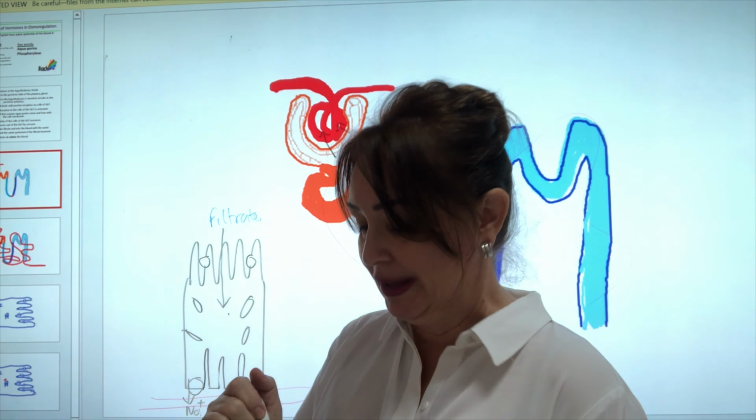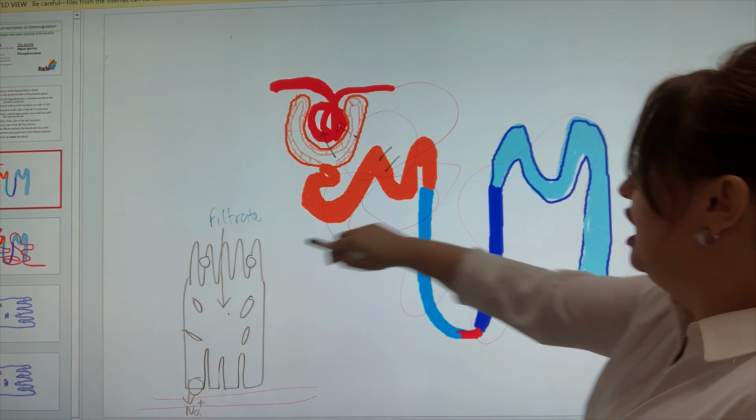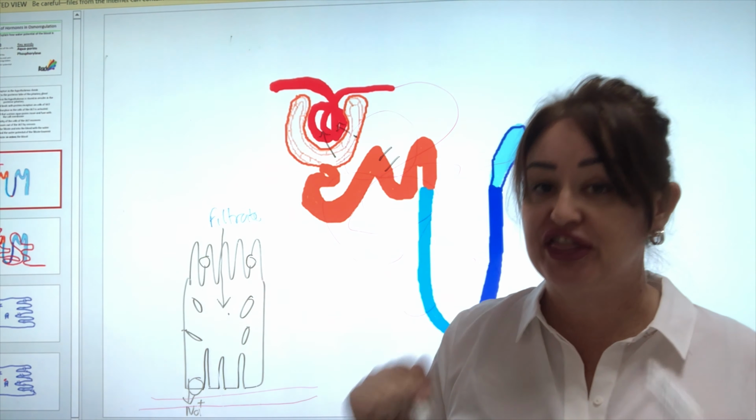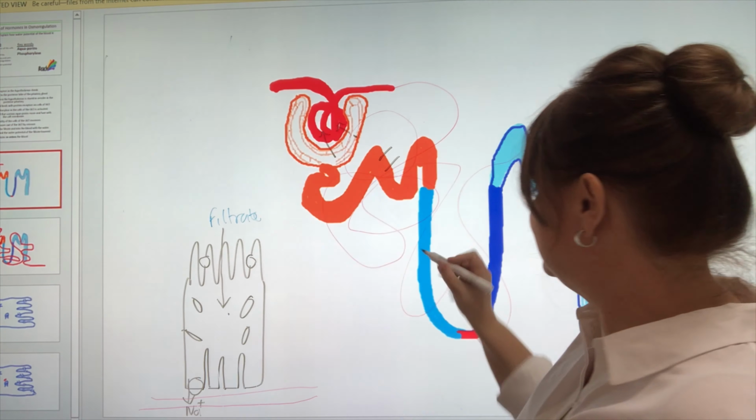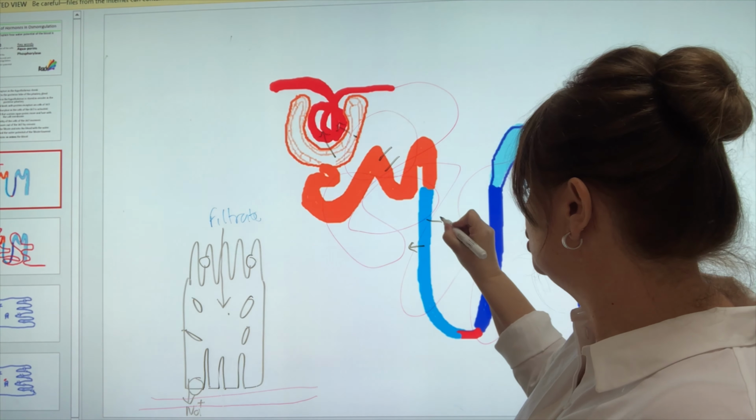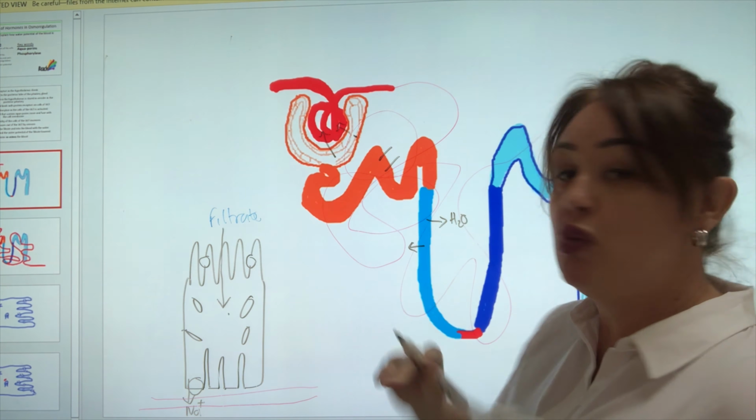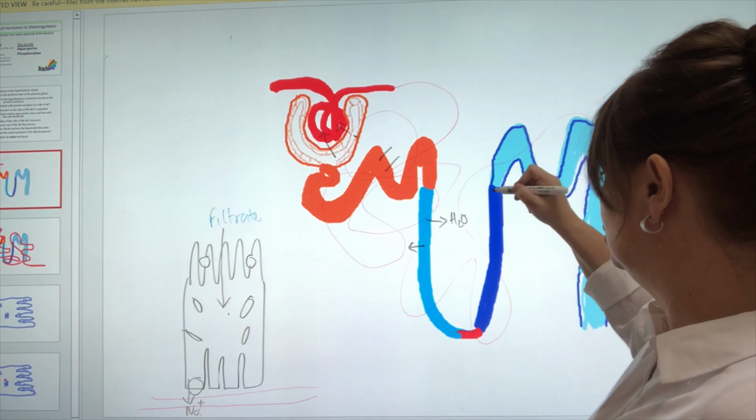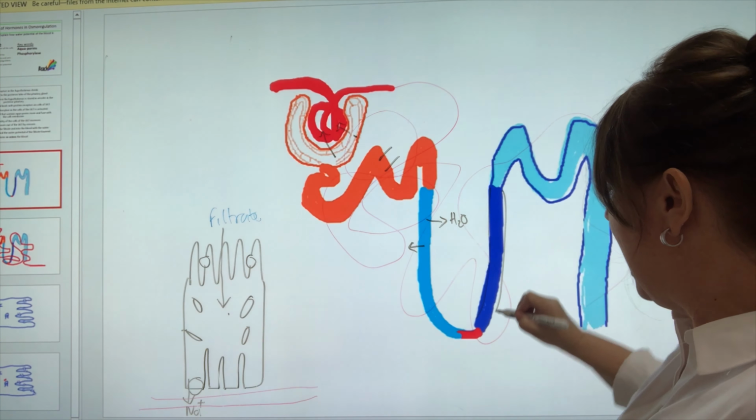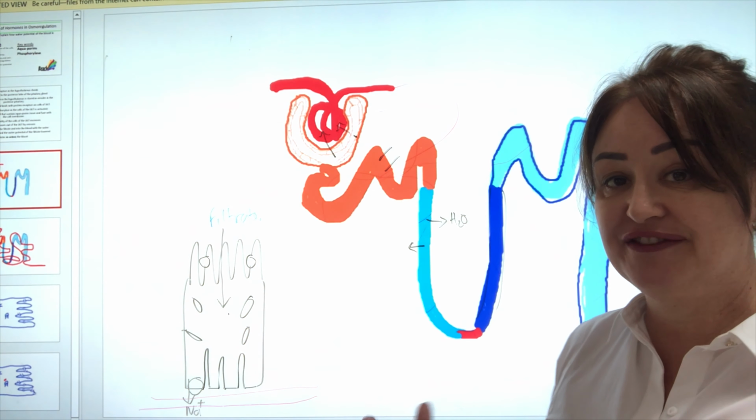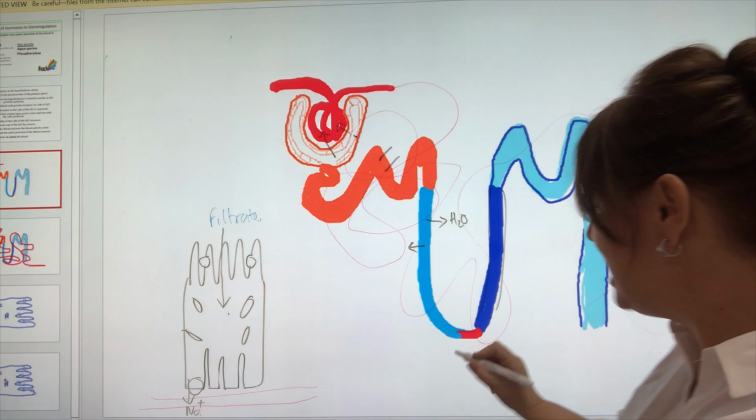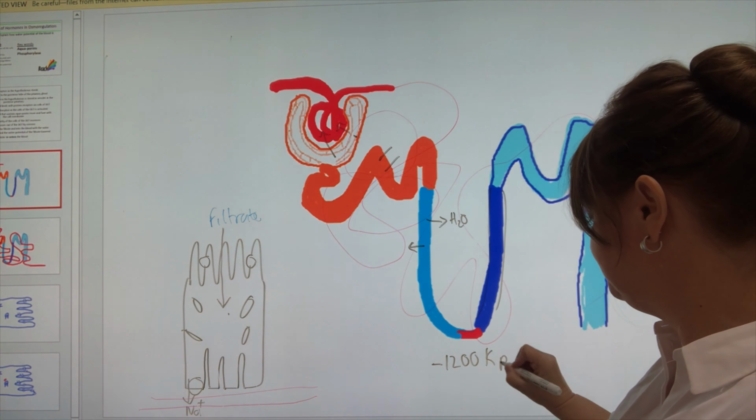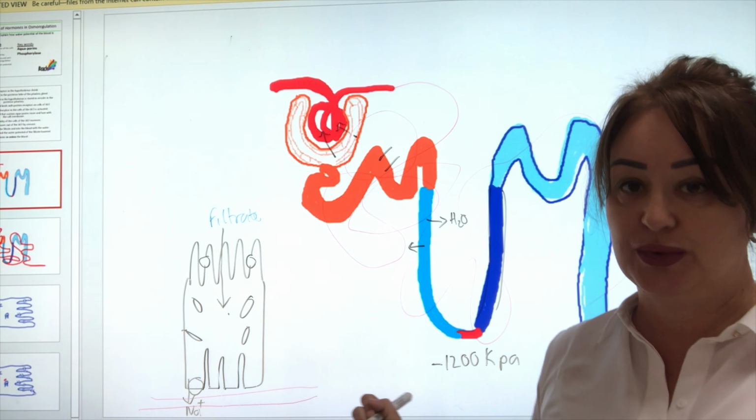Okay, moving on quickly. So, we now look at the loop of Henle. I want you to remember three things. This one on the way down is permeable to water. I want you to remember that this one on the way up is impermeable to water. And that the bottom bit here that I've signified in red has the lowest water potential. Okay, so that's where it's at its lowest.